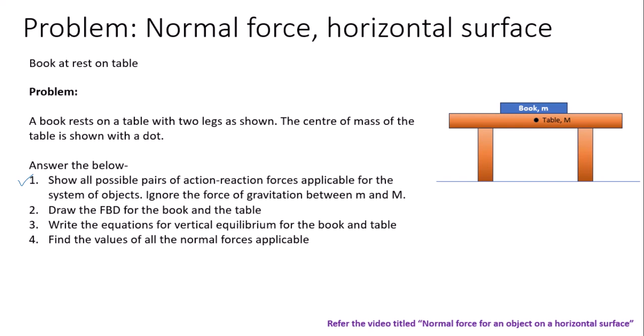Next, we have to draw a free body diagram for the book and the table, followed by writing the equations for vertical equilibrium for the book and table. So we have to apply Newton's second law. The net force should be zero because the objects are at rest, in the vertical direction. And once we have done all these things, we have to find the values for all the normal forces applicable. So let's get into it.